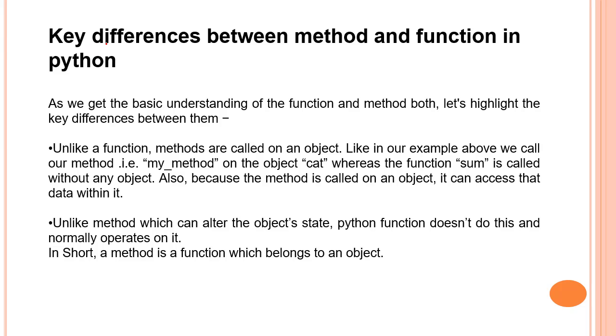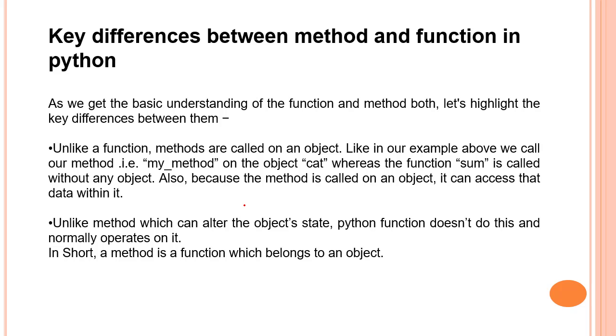Now the key difference between method and function in Python is, unlike a function, methods are called on an object. Like in our example, let's call a method my_method on the object cat, whereas the function sum is called without any object. Also, because the method is called on an object, it can access the data within it. So that's about method.